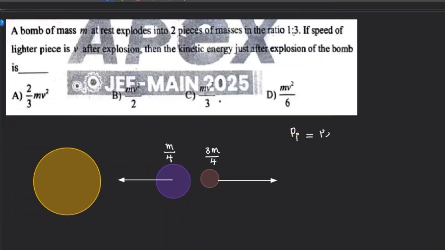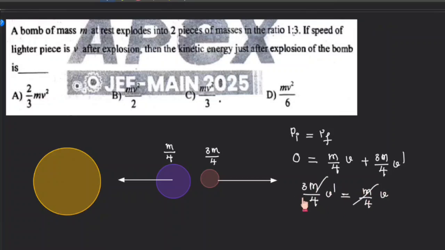So initial momentum of system is 0 because at rest, and final momentum will be, there are two bodies: one is m by 4 into v, and the other is 3m by 4 into v dash, right? Therefore you could say 3m by 4 into v dash will be equal to m by 4 into v. The m gets cancelled, 4 gets cancelled. Therefore v dash will be equal to v by 3.